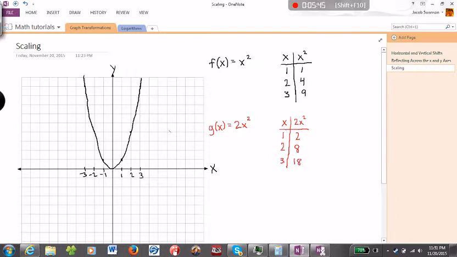Alright, so let's plot these points as best we can. Actually, we might not even be able to because we don't have nearly enough room, but we'll try our best. When x is 1, y will equal 2. So there's that. When x is 2, y equals 8, which is going to be right about here. And when x is 3, y is equal to 18, which is going to be way up, probably even up here-ish, so we won't even be able to reach it.